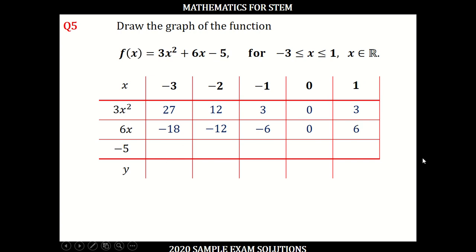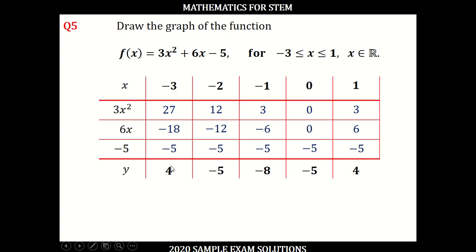Next of all, we just put minus 5 across the board. 27, take away 18, take away 5, and that works out as 4. 12s cancel out and you're just left with minus 5. 3 minus 6 is minus 3, and minus 5 is a minus 8. Zeros cancel out and we just got a minus 5. 3 and 6 is 9, 9 take away 5 is 4.